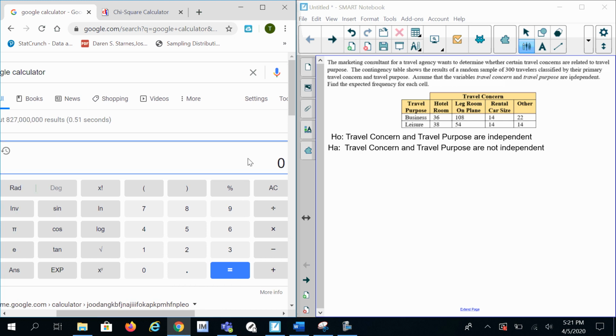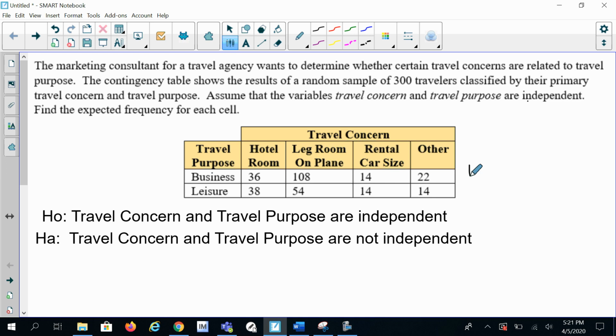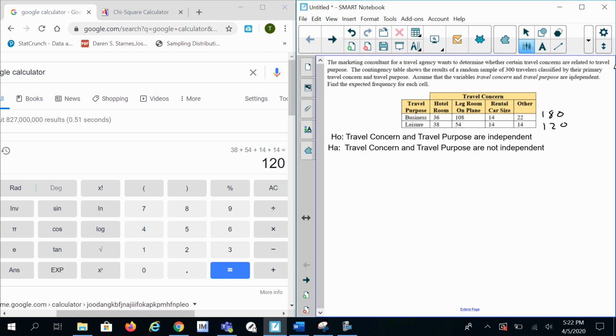So the first row is the business row. We have 36 plus 108 plus 14 plus 22 is 180. And we can do the same thing for the second row. So 38 plus 54 plus 14 plus 14 is 120. All right, so I have 180 as the row total there, and 120 as my row total there. So now I need to do my column totals, which I'll do really quick.